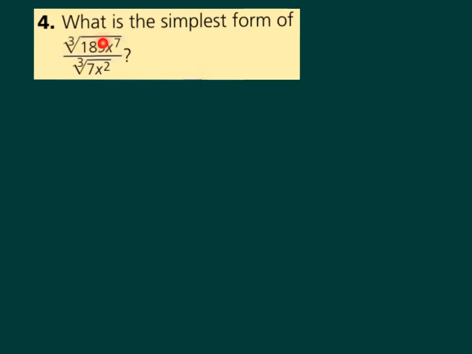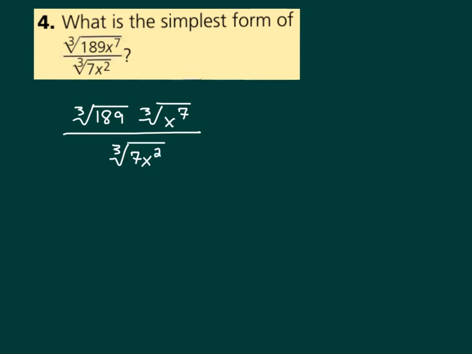Where we want to simplify this, and then do the division. Is 189 a perfect cube? No, it's not. Does it have a factor that is a perfect cube? 27. So up here in the numerator we have the cube root of 189 times the cubed root of x to the 7th. That is going to be over the cubed root of 7x squared.